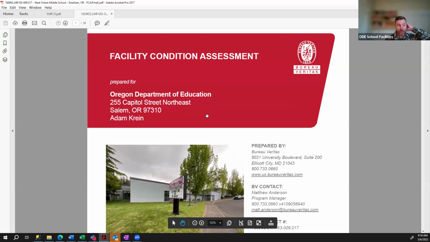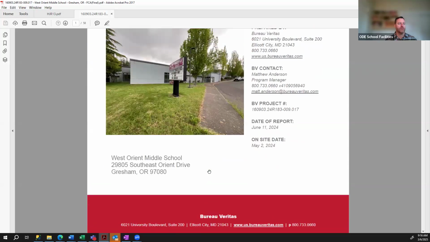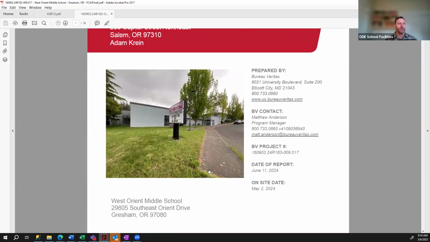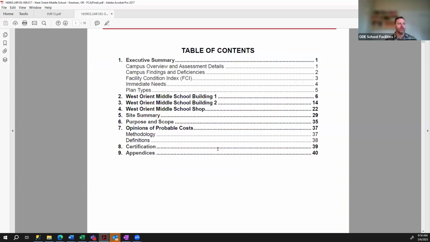All right, so this is the FCA for Gresham-Barlow, West Orient Middle School. Pretty self-explanatory page here. And you have the table of contents. If you have a school with multiple buildings on that campus, you should see those listed out here in the table of contents. If you don't see that, please let us know.